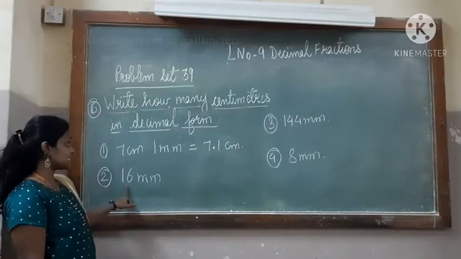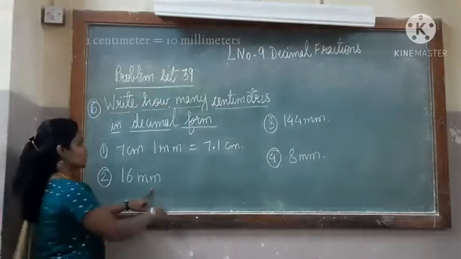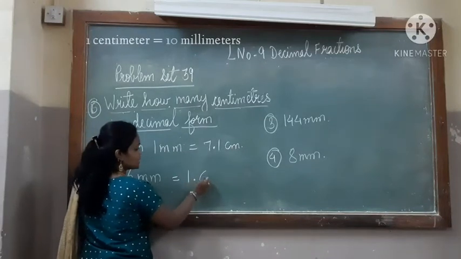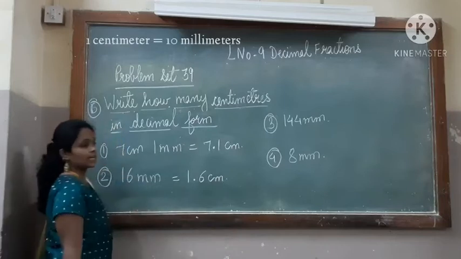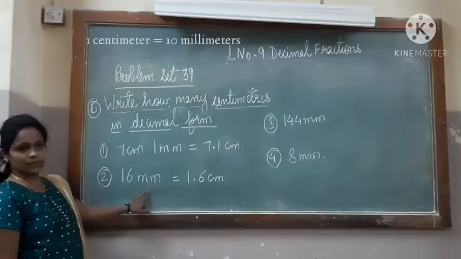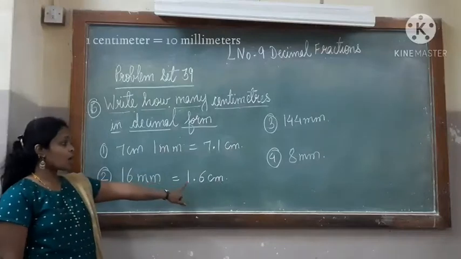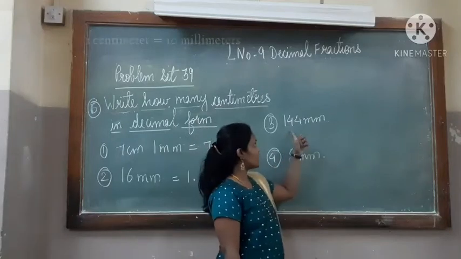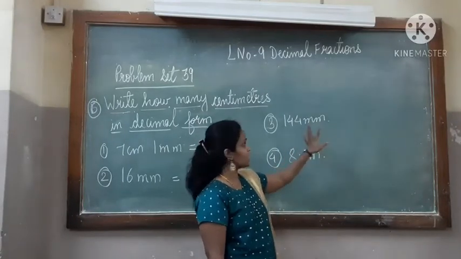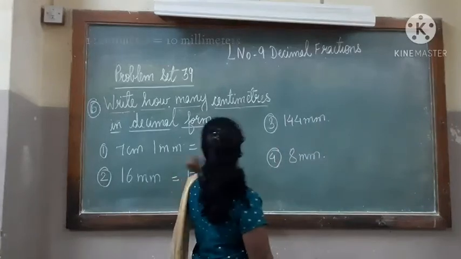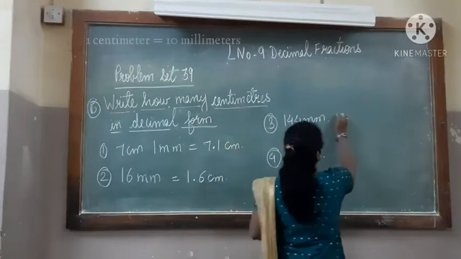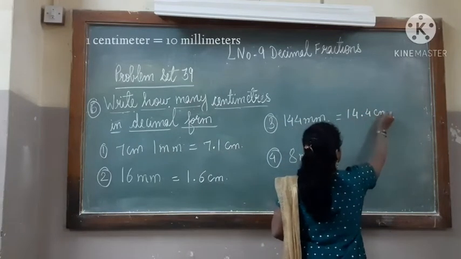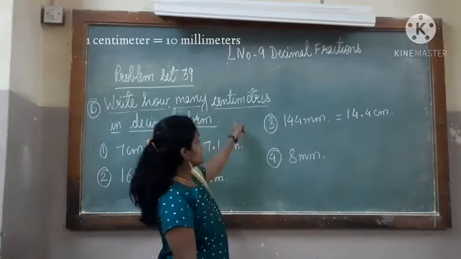Second one is only 16 millimeter and you are supposed to convert it to centimeter. So how are you going to convert? 1.6 centimeter, because only 16 millimeter is given. So when you have to convert, you will write 1.6 centimeter. Third one is 144 millimeter. Here also they have not given it separately like the first one. So how are you going to do the third one? You will write 14.4 centimeter for converting into centimeter.